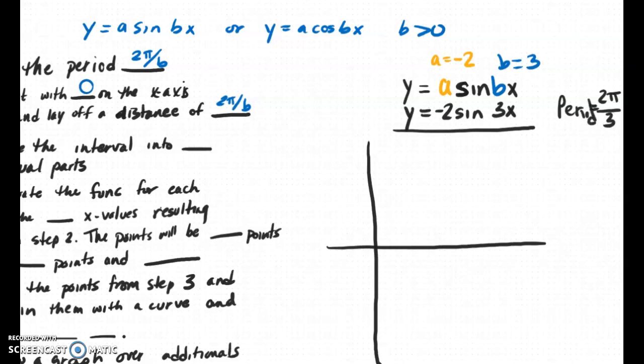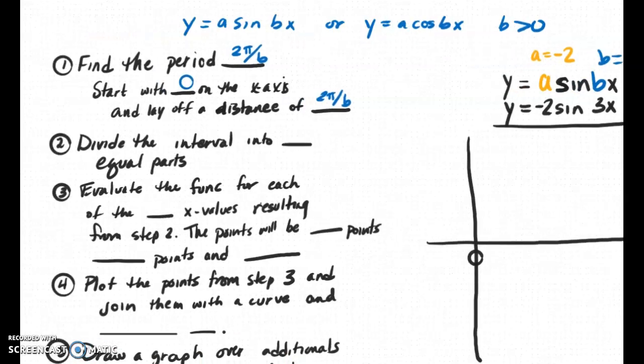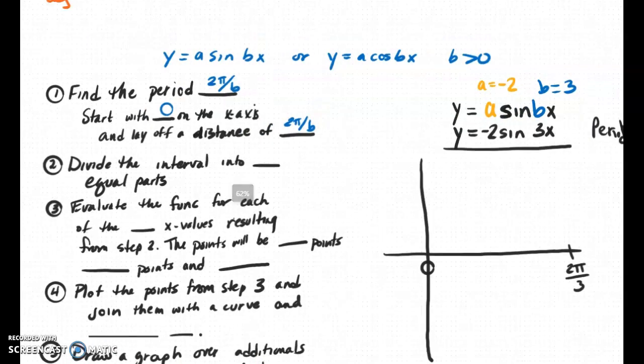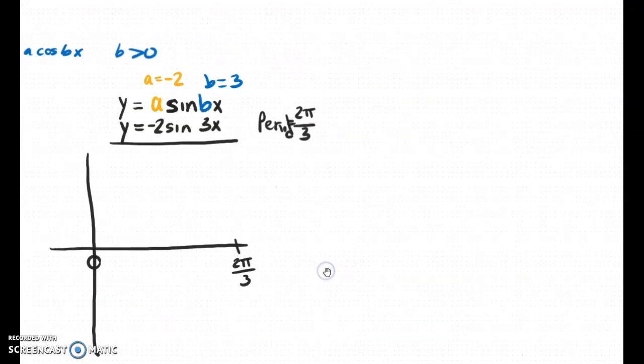So 2 pi divided by 3, and so I want to lay off a distance on my x-axis from 0 to 2 pi over 3. So I'm done with step 1. But now I'm going to divide the interval of the period into 4 equal parts. So in order to do that, I am going to take 2 pi over 3, and I'm going to divide it by 4.